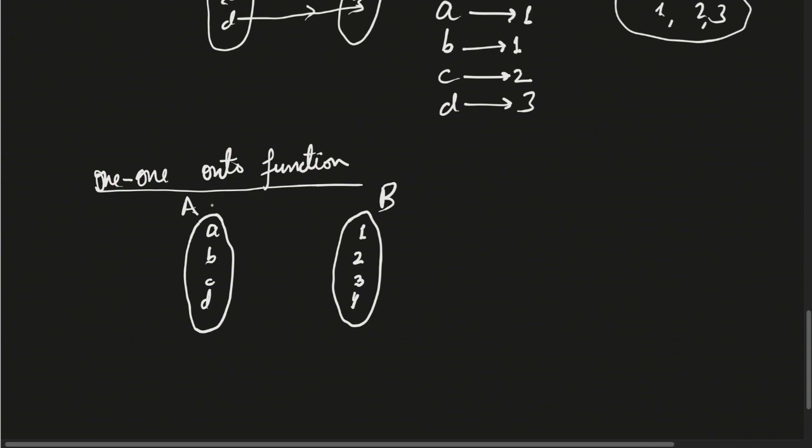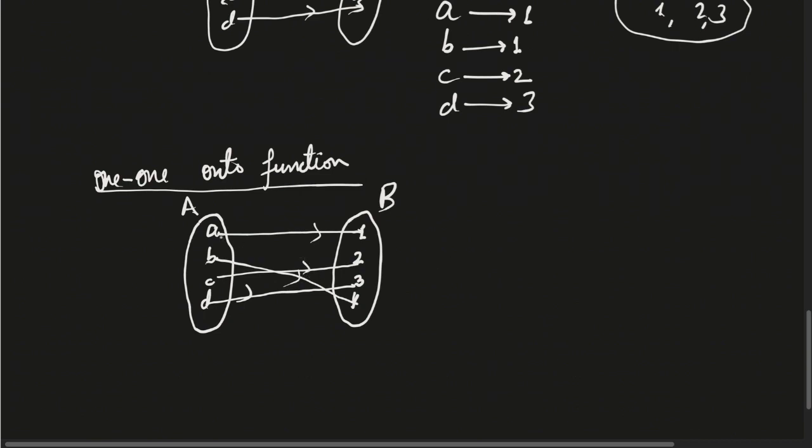And what is an onto function? Onto function means every element in set B should be mapped with some element in set A. So a 1-1 onto function means each element in set A should have a distinct image in set B, and every element in set B should be mapped. No element in set B should be left. So let us do that operation. A is mapped with 1, B let us map with 4, D let us map with 3, and C let us map with 2.